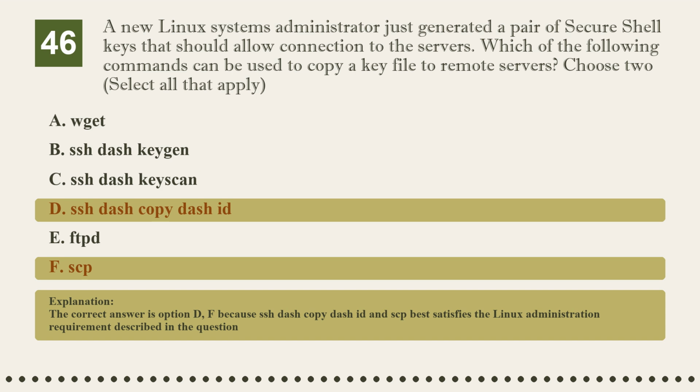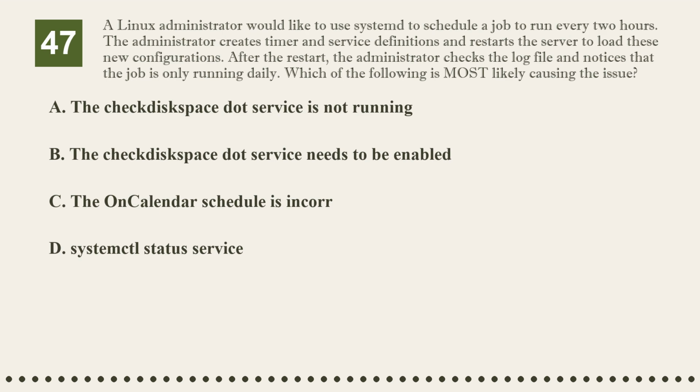Question 47. A Linux administrator would like to use systemd to schedule a job to run every 2 hours. The administrator creates timer and service definitions and restarts the server to load these new configurations. After the restart, the administrator checks the log file and notices that the job is only running daily. Which of the following is most likely causing the issue? Option A, the checklist-space.service is not running. Option B, the checklist-space.service needs to be enabled. Option C, the OnCalendar schedule is incorrect.